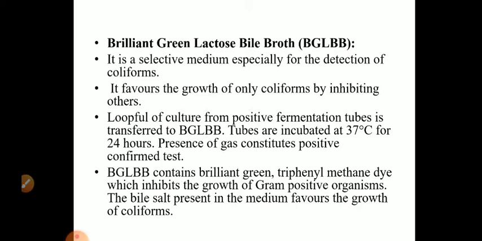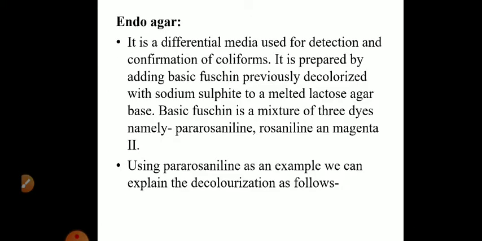Brilliant green lactose bile broth contains brilliant green. It is a triphenyl methane dye which inhibits the growth of non-coliform bacteria. Gram-positive bacteria are inhibited. So brilliant green is not an indicator, it's a dye. The bile salt present in the medium favors the growth of coliforms, and hence BGLBB is a selective medium, selectively allowing the growth of only coliforms. So gas production in BGLBB indicates the presence of coliforms.